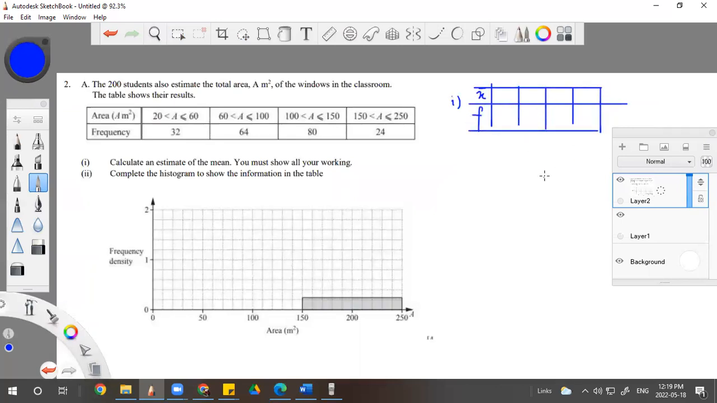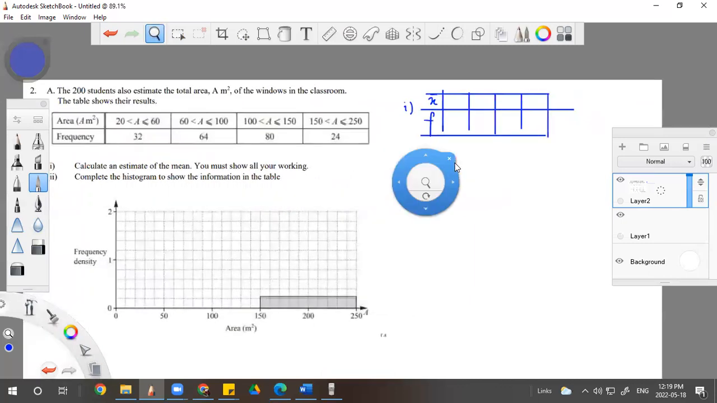Because it is more efficient. Don't think that if you draw another extra table, you are inefficient. No, you are efficient right now. So how do you calculate the x with the bar on top?